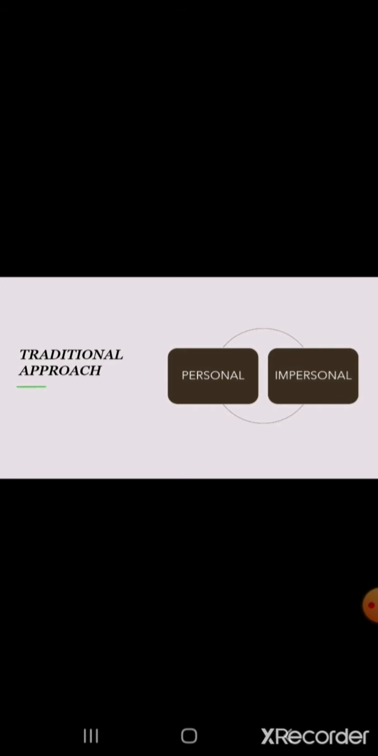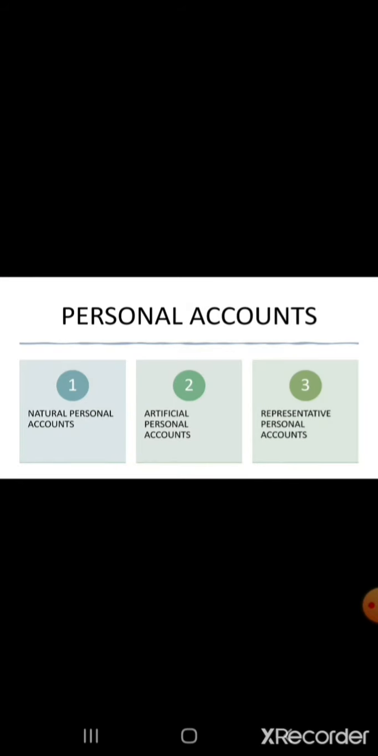Personal accounts are in the name of persons and institutions, whereas impersonal accounts are those accounts which are not personal accounts. Let us see personal accounts. Personal accounts are further classified into natural personal accounts, artificial personal accounts, and representative personal accounts. Natural personal accounts: the accounts in the name of human beings are called natural personal accounts. Next, artificial personal accounts. Artificial persons do not have a physical form like human beings, but they work as personal accounts. These accounts are related to firms, companies and establishments.